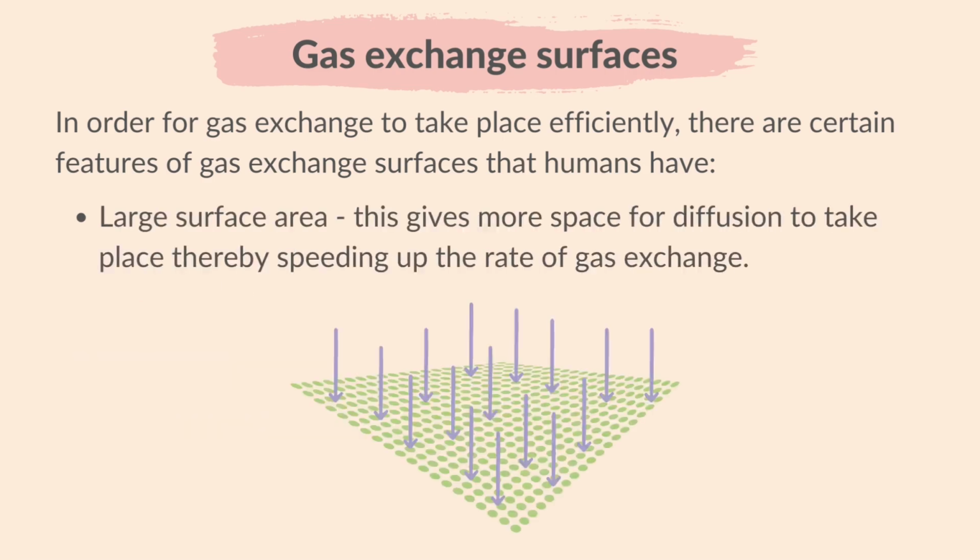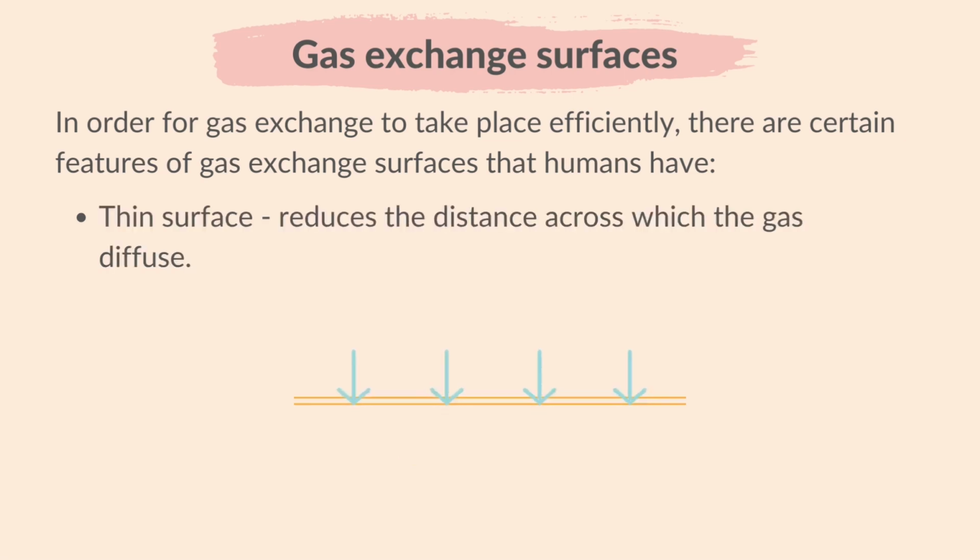Having a large surface area provides more space for diffusion to take place, thereby speeding up the rate of gas exchange. A thin surface reduces the distance across which the gases must diffuse, thereby allowing a faster diffusion rate.